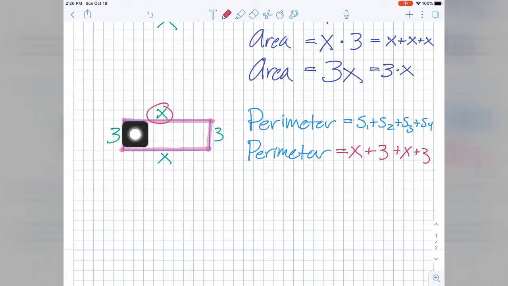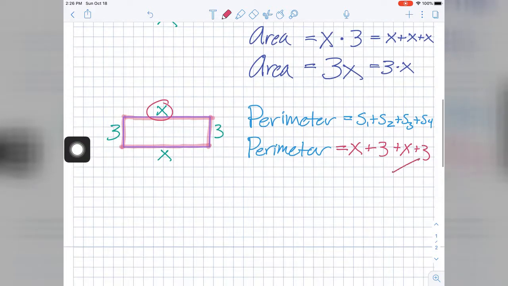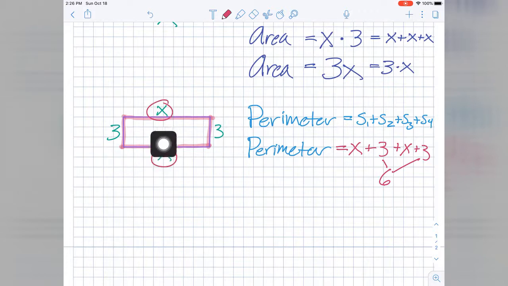So I do know this part and this part can be combined together. So this length is 3 and this length is 3. So I at least know that these two sides have a total of 6. And then the top and the bottom sides, they both are X and X. And I don't know what their total value is. I know what 3 plus 3 is. I know that 3 and 3 is 6.